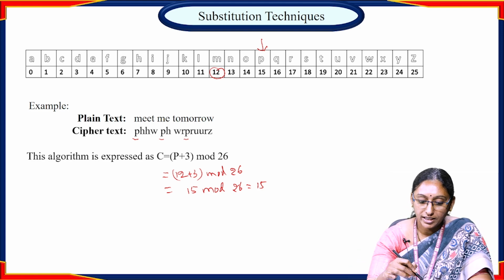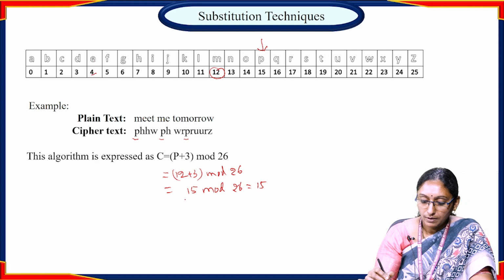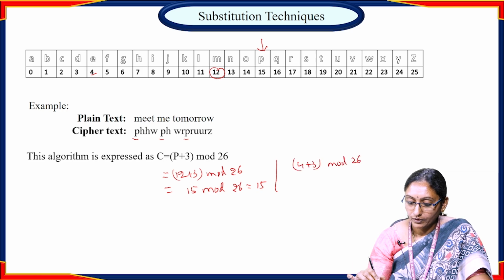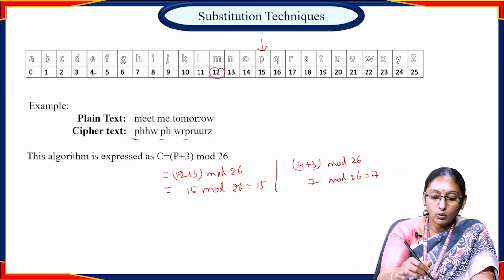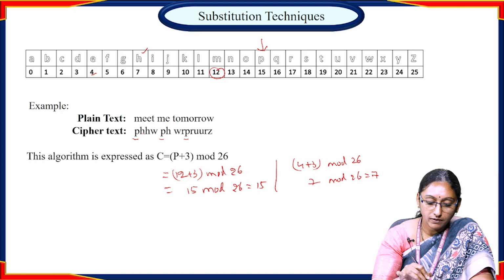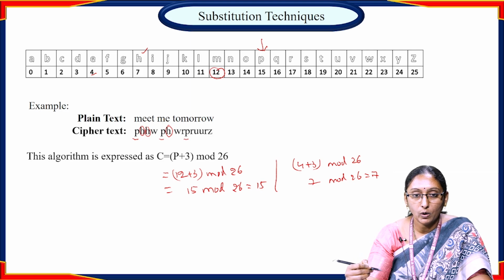Like that, see the next letter E. What is the equivalent number of E? 4. Substitute that in the given formula: 4 plus 3 mod 26, that is 7. 7 mod 26 is equal to 7. What is the equivalent letter of 7? H. So in the given plain text, wherever you have E, that is replaced with H. This process repeats until we get all the ciphertext letters for the given plain text letters.